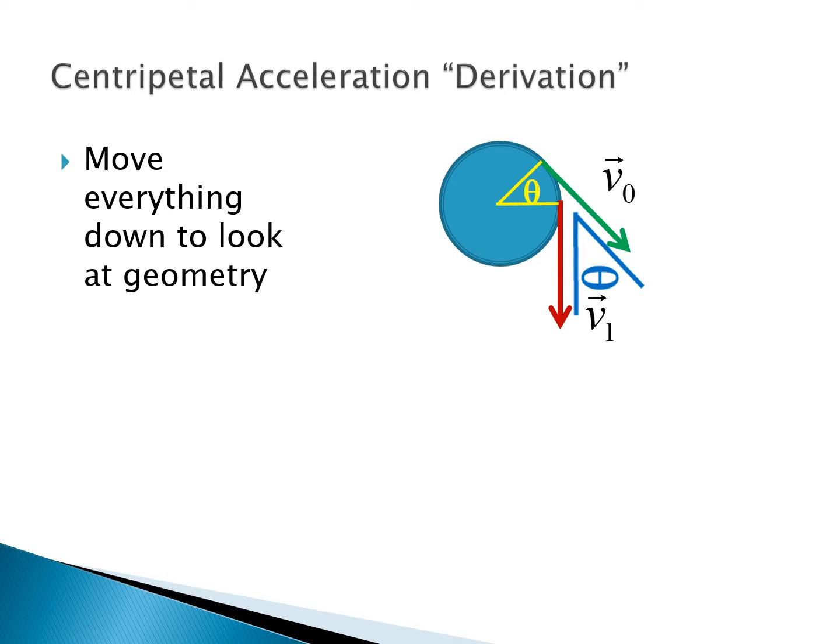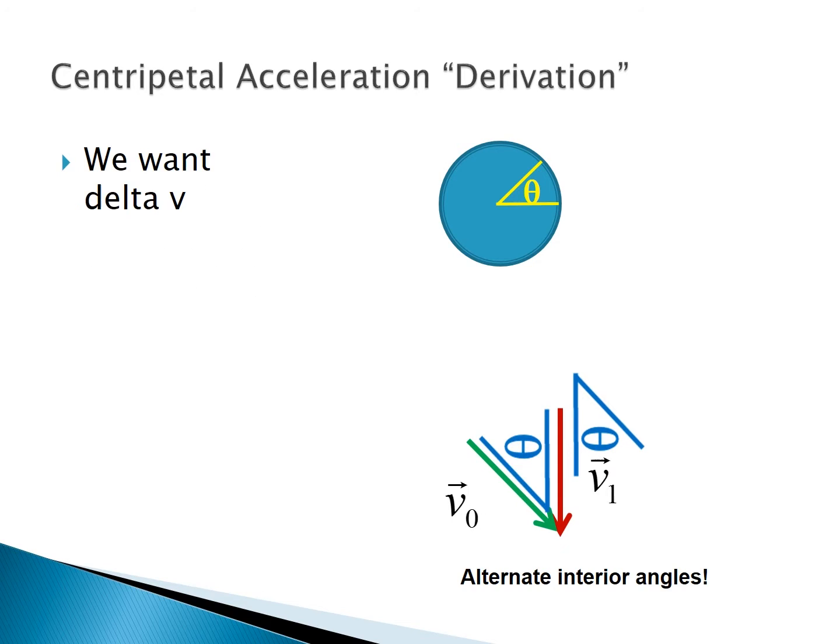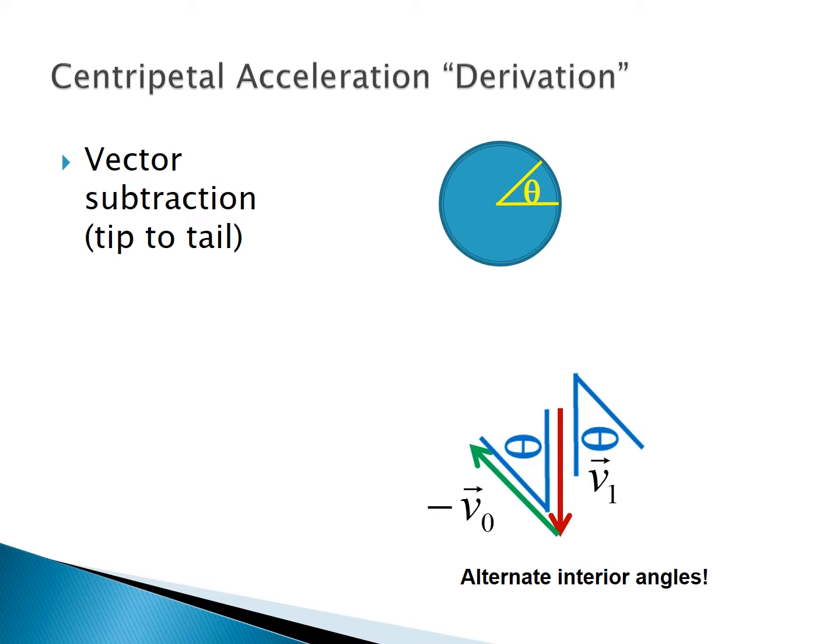And so now what we're going to do is move everything down so that we can take a look at the geometry here. Okay, now we see that not only is the angle theta still the same as what we showed, but also these are alternate interior angles. And so theta is still the angle between these two vectors. Now what we want to do is find out what delta V is. Well, delta V is V1 minus V0. And recall that in order to subtract vectors graphically, we need to take the negative of one of the vectors as shown. So now we can do tip to tail and add these two vectors in order to get the difference between them.